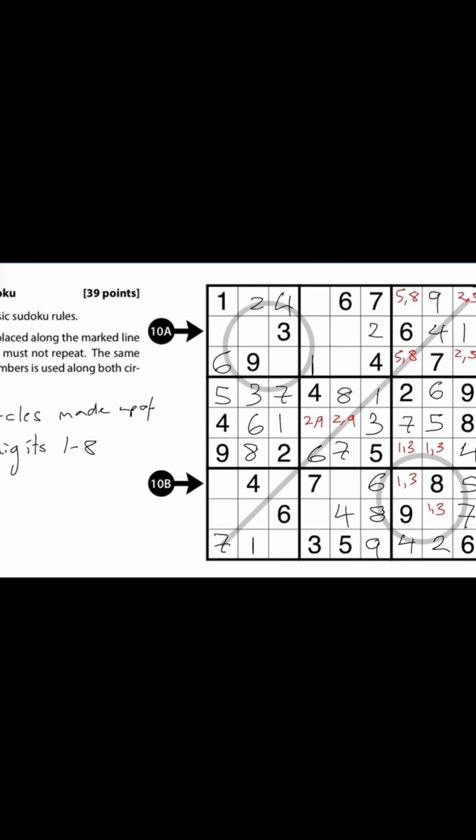There we go, and now we know that this cell here has to be a 3 because there's already a 1 and 2 in that row. So that becomes a 3, that becomes a 2. We know that this cell here is also going to be a 5 or an 8.